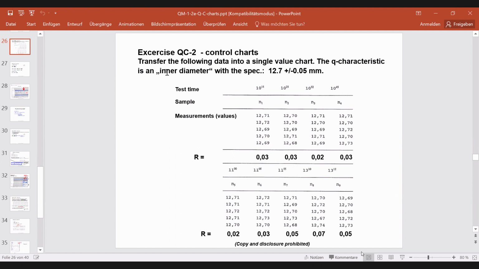This quality characteristic is the inner diameter, and the inner diameter has a specification. This is the target, which is in the drawing, 12.7. And this is the tolerance, also in the drawing, which is plus minus 0.05 millimeter.